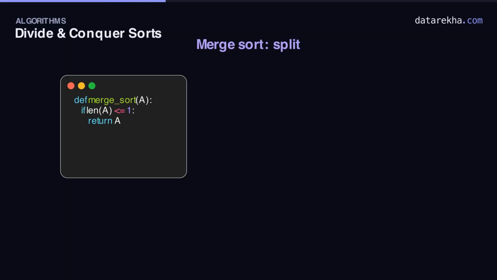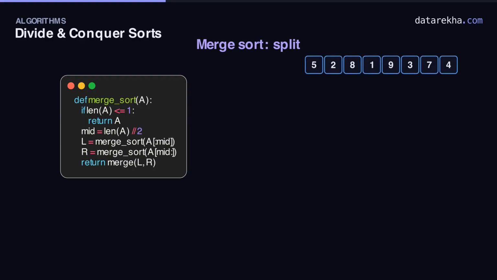Here is merge sort in 7 lines. If the array has one element or none, return it, it's already sorted. Otherwise, split it down the middle, sort the left half and the right half by calling merge sort on each, and then merge the two sorted halves. Watch what the splitting looks like.